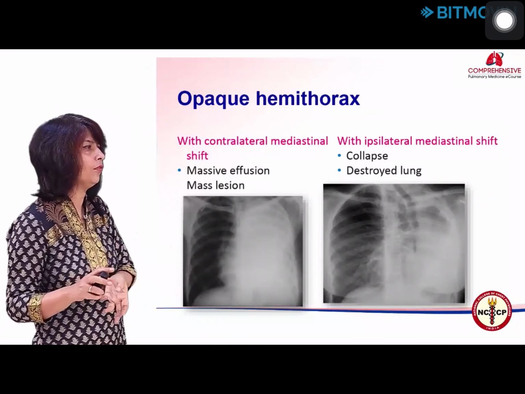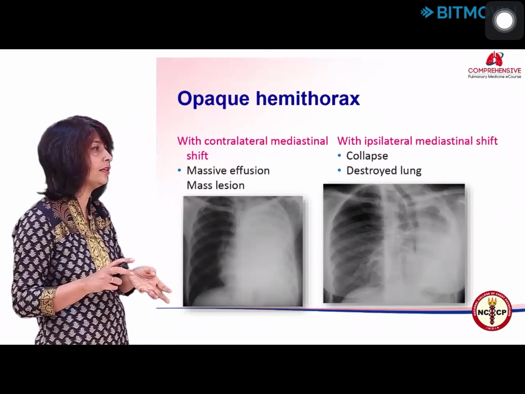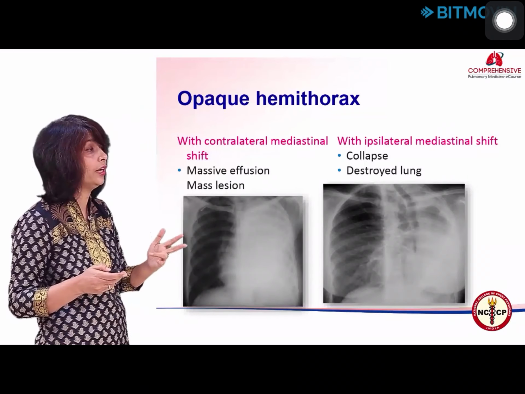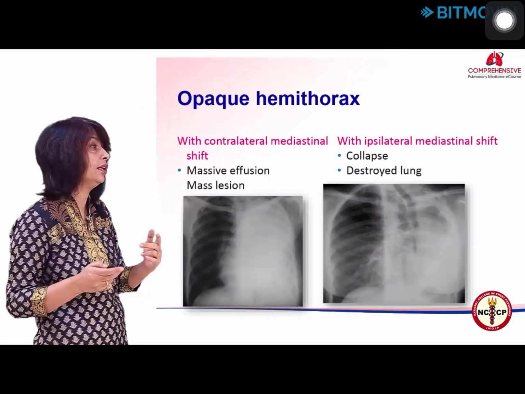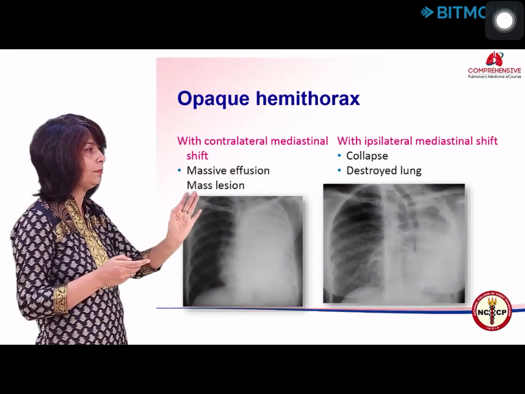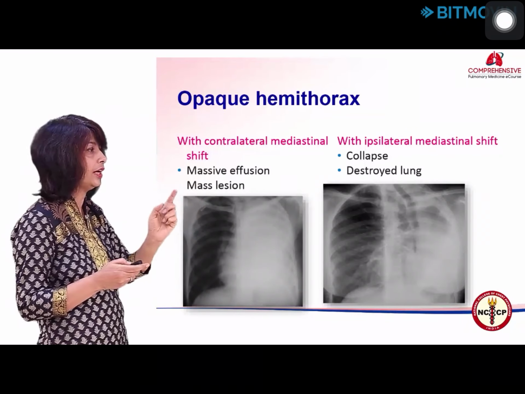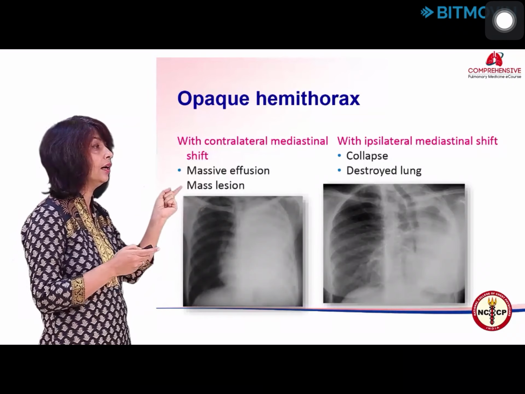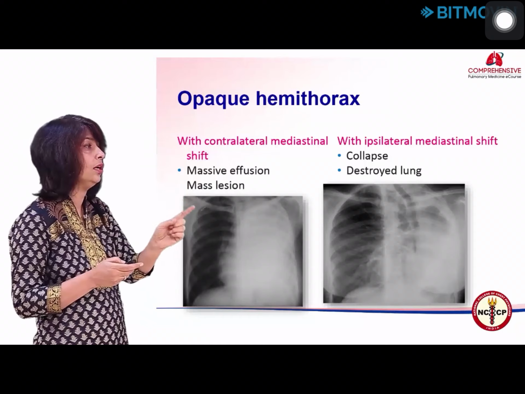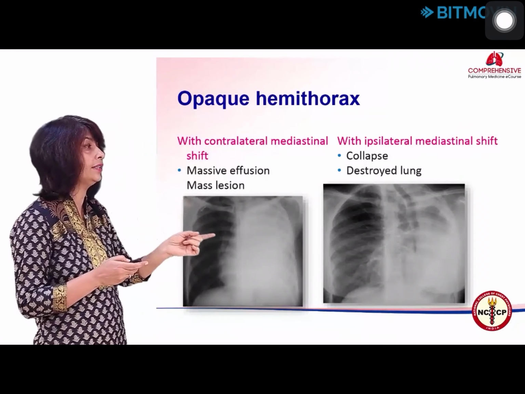The pull type of opaque hemithorax is obviously because of collapse, or not a good word to use, destroyed lung, but there is hardly a substitute actually for that word. So the whole lung is gone, and all the black that you are seeing on the left side is because of the herniated right side. And how do I know that? Is it the residual left side or is it the herniated right side?